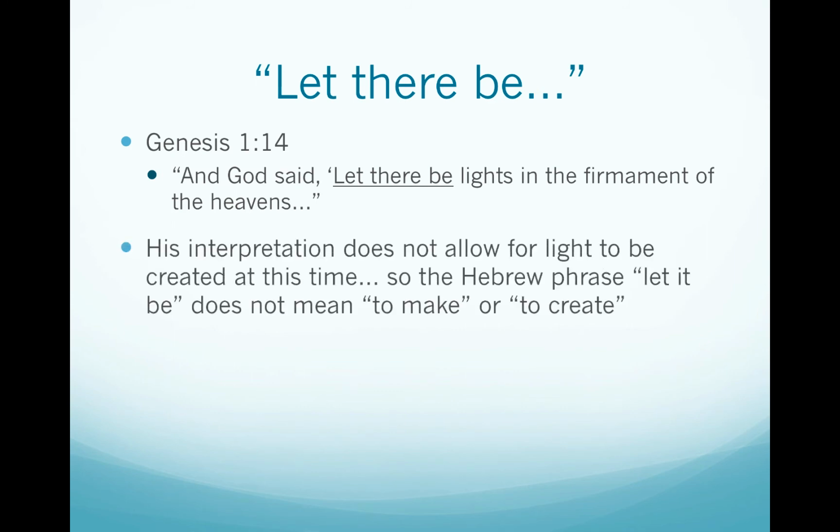But his interpretation does not allow for light to be created at this time or in this place, in this particular part of the sequence. So he reinterprets this Hebrew phrase, let it be, to not mean to make or to create, right? It's like it was already in existence and it just lets it, this is the time when light is able to come through the clouds, the thick cloud layer, and he goes to Job to try to show that. The problem is that the very next verse, 2 verses later, verse 16, says, so God made the lights, asa, and it definitively means to make something, right?